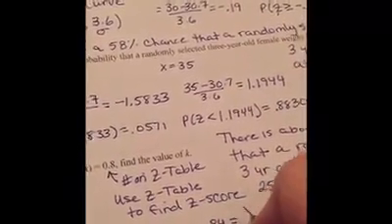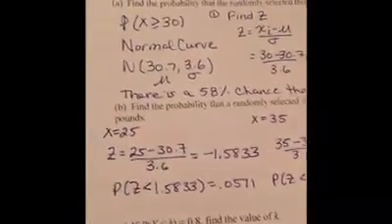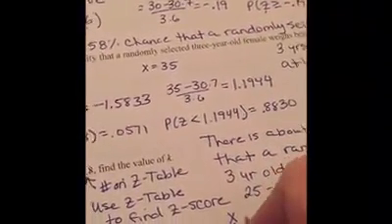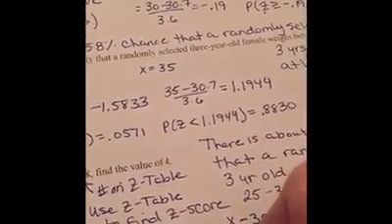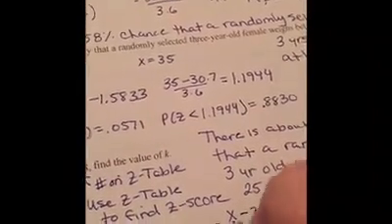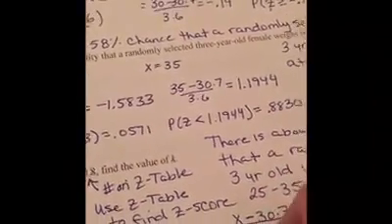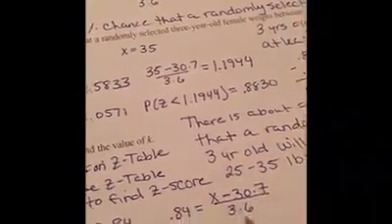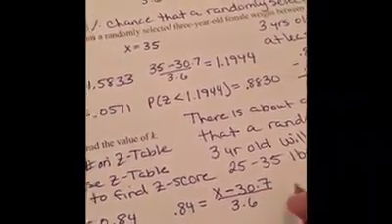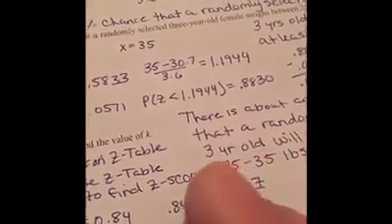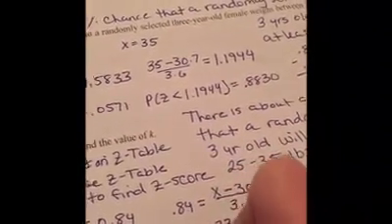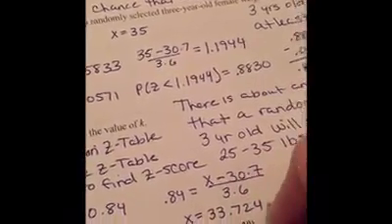Now, when z is 0.84, we can substitute that into the z formula as z. We don't know x, the random variable. The random variable is the value we're trying to find. So we'll leave that one as x. And then we'll subtract 30.7 from it, the mean given to us in the problem, and divide by the standard deviation, which is 3.6. Do some algebra on it by cross multiplying and then adding. We find our x is equal to 33.724 pounds.